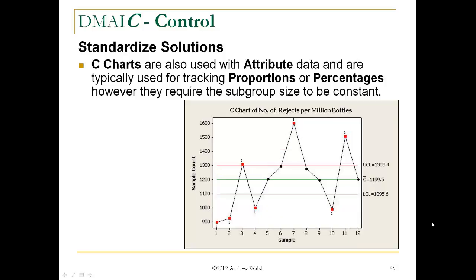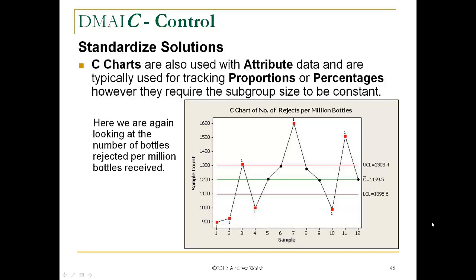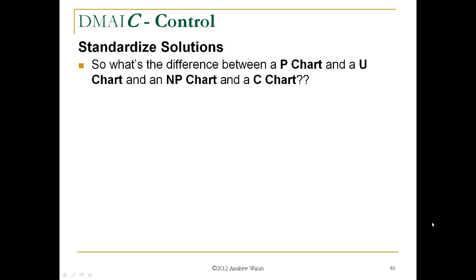C charts are also used with attribute data and are typically used for tracking count data. However, they also require the subgroup size to be constant. Again, here we are looking at the number of bottles rejected per million bottles received.